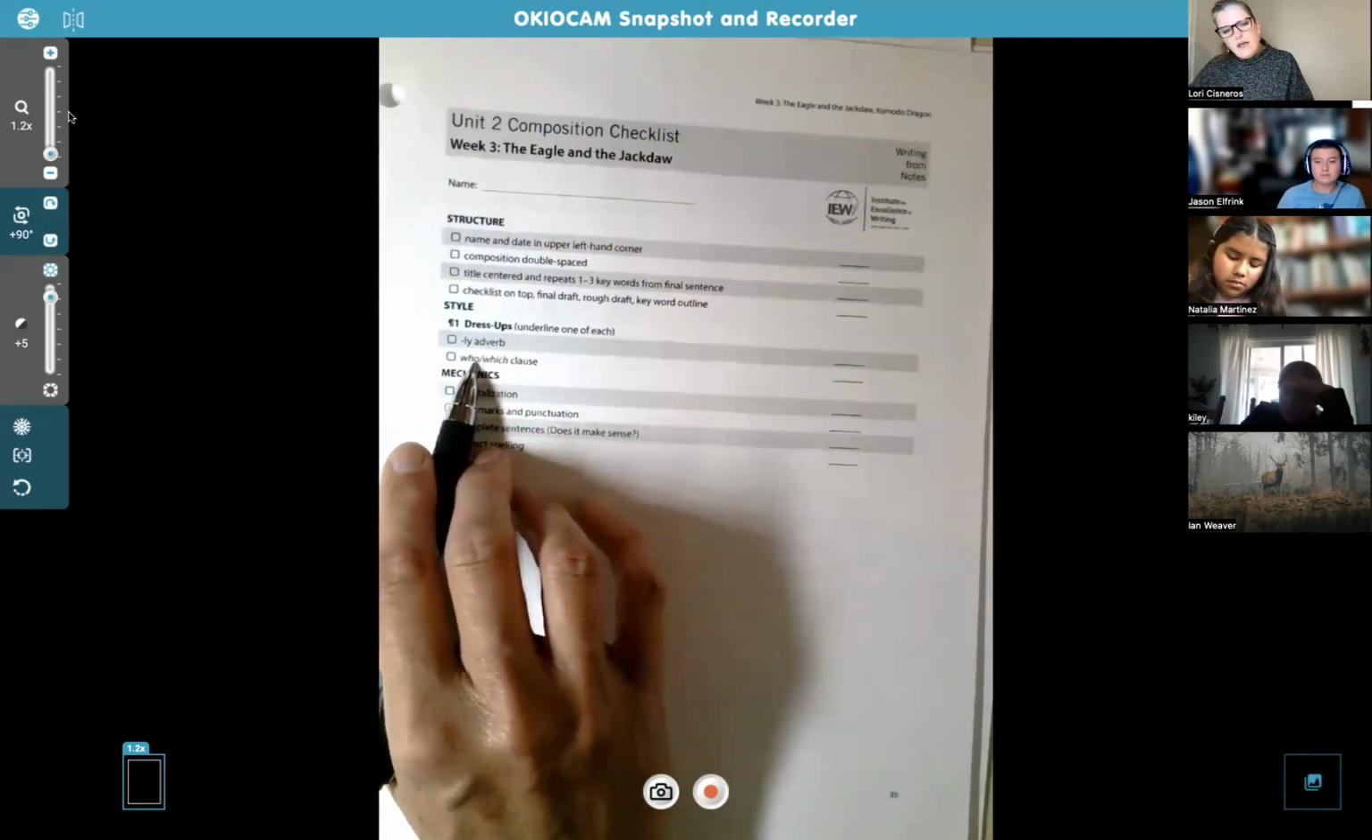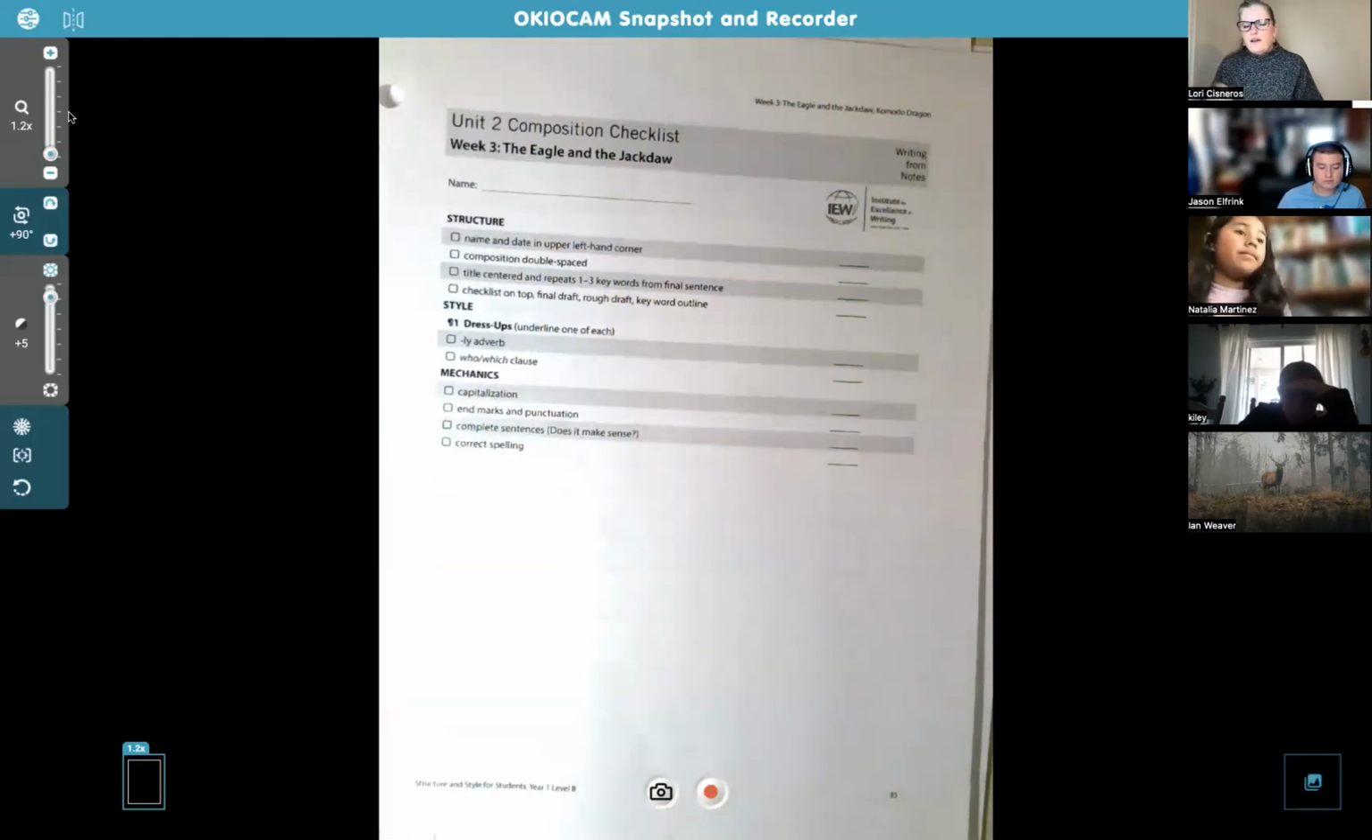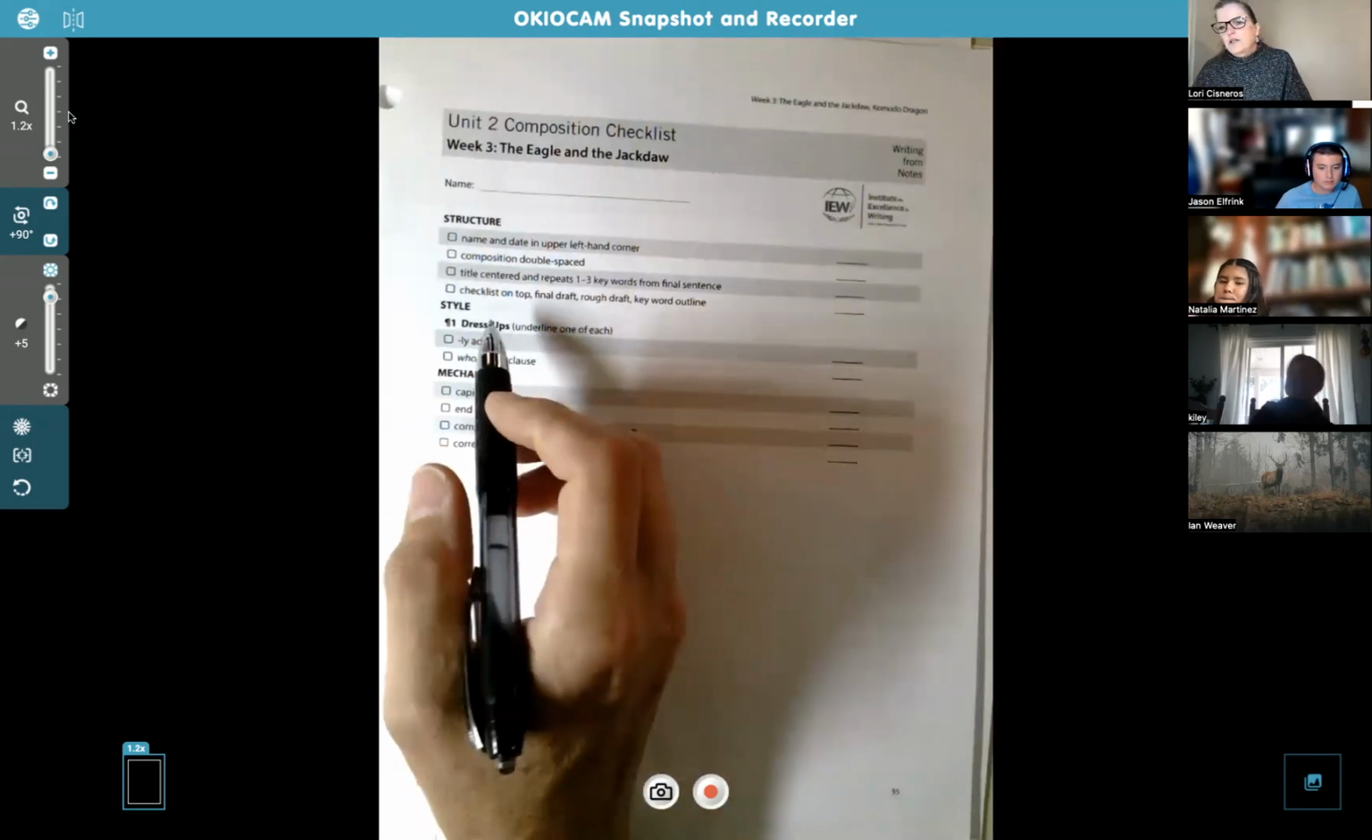Okay. And then a who, which clause. You're going to add one of those. If you're talking about the eagle or the jackdaw, you would use who with that. If you're talking about the father, you'd use who. If you're talking about the talons on the jackdaw, you can say which. Okay, so use who or which.